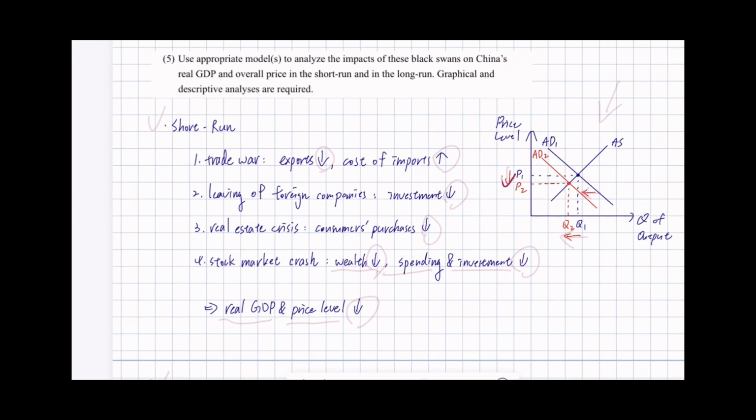The fifth question. First one, the short run. In a trade war, the exports will decrease and the cost of imports will increase. The second one, leaving of foreign companies. This leads to investments decreasing. Third one, real estate crisis. This results in consumers' purchases decreasing. The fourth one, stock market crash. Like we mentioned before, the wealth effect. The wealth for people decreases, which leads to spending and investment falling. All of this results in real GDP and price level falling.